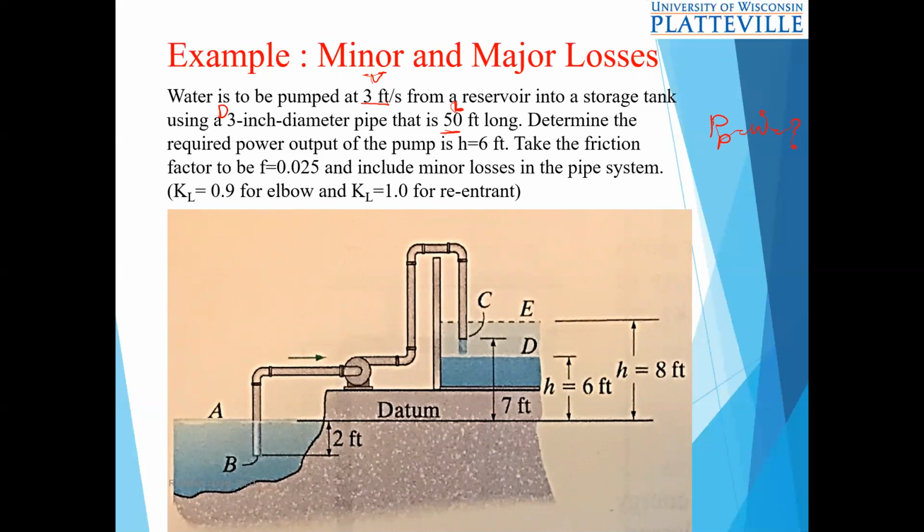If H is 6 feet, there are two scenarios. Maybe you can solve the problem for when H is 8 feet, but for this part, you just need to find major and minor loss when H is 6 feet. Take the friction factor 0.025 and include minor losses in the piping system. Also the K_L value is given for the elbow and the K_L value is given for the reentrance.